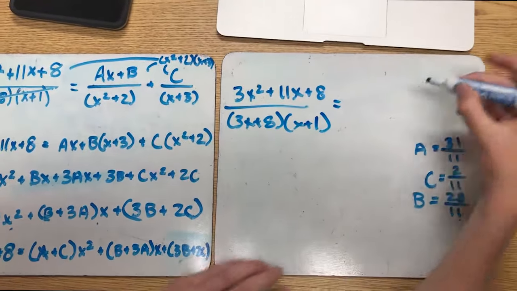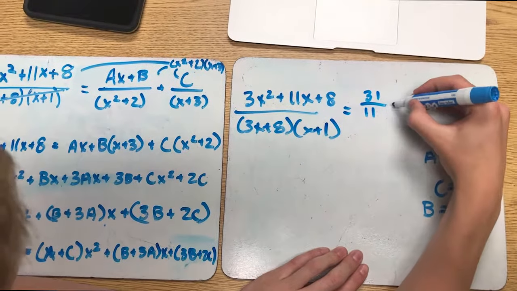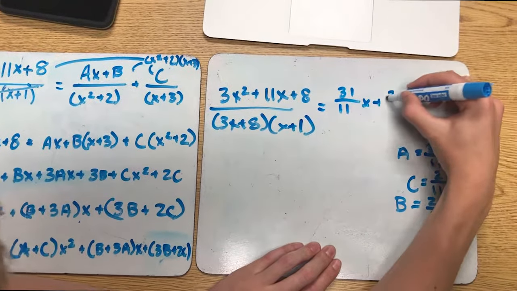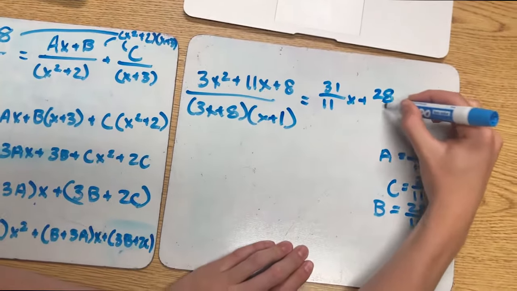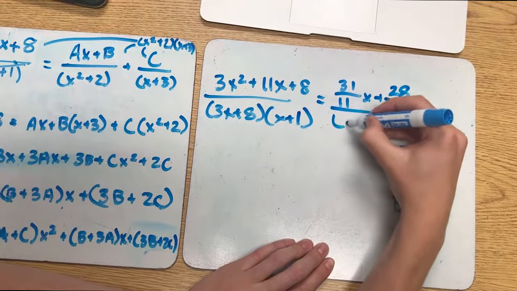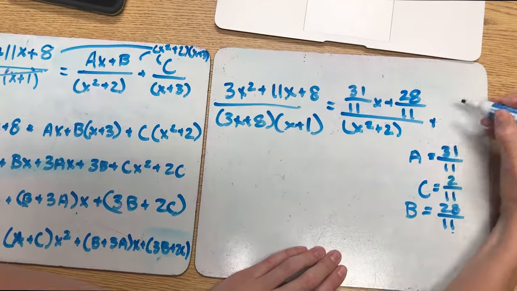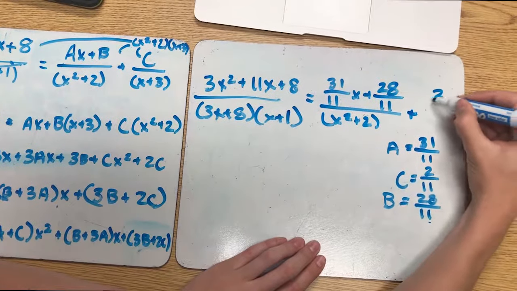So we're going to plug in 31 over 11 for A. We're going to plug in 28 over 11 for B. And we're going to plug in 2 over 11 for C.